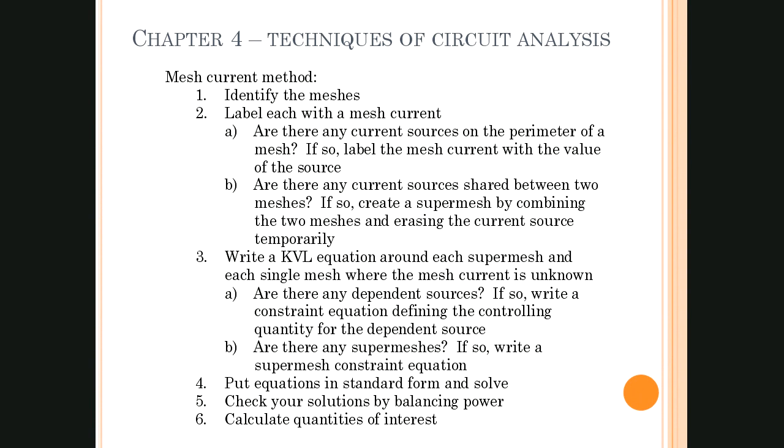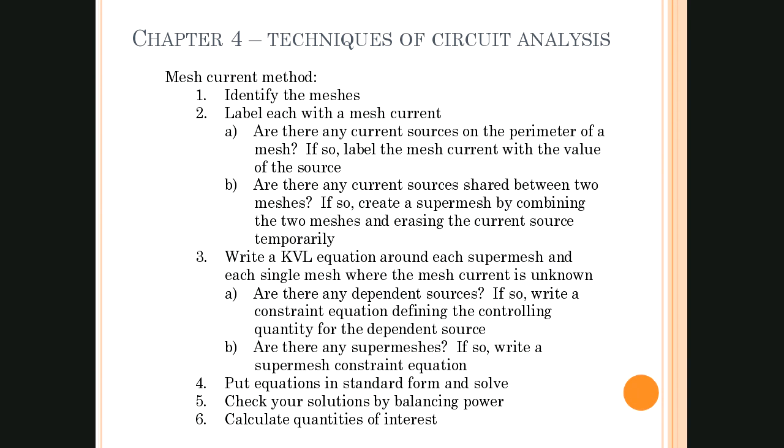Are there any current sources on the perimeter of a mesh? If so, label the mesh current with the value of the source. And again, if it's on the perimeter, meaning that's the only current going through that and it's not actually being shared, that will be the current going through that source. And B, are there any current sources shared between two meshes?